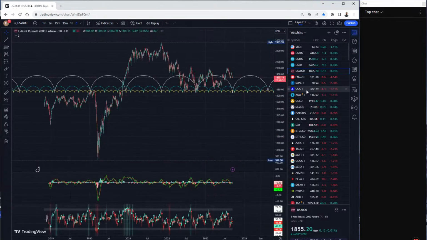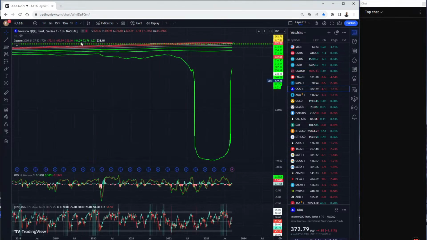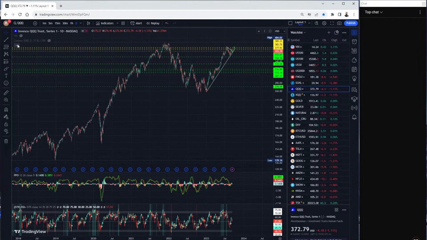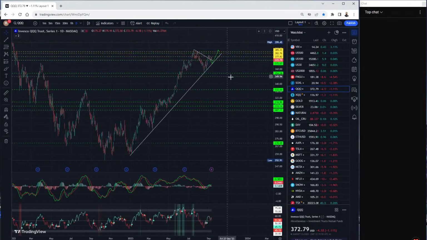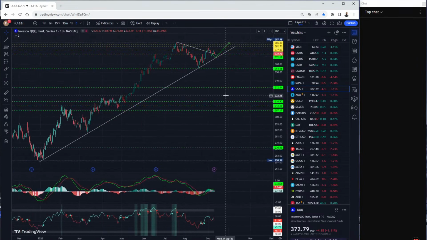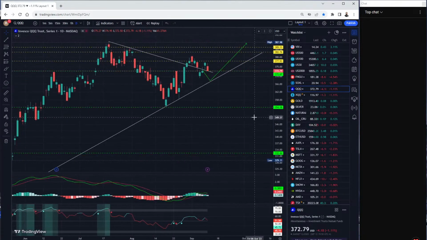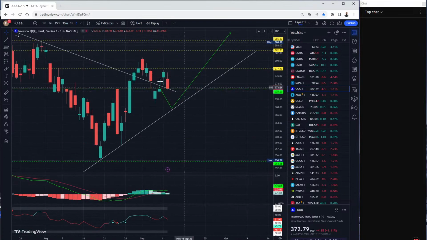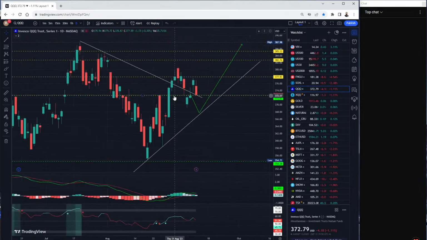So why don't we quickly go and look into the daily chart, and these levels are mostly for day trading. So let's look at long-term analysis and see what's going on. So you can see this is triple Q. This is the cash index of Nasdaq. You can see what happened here.